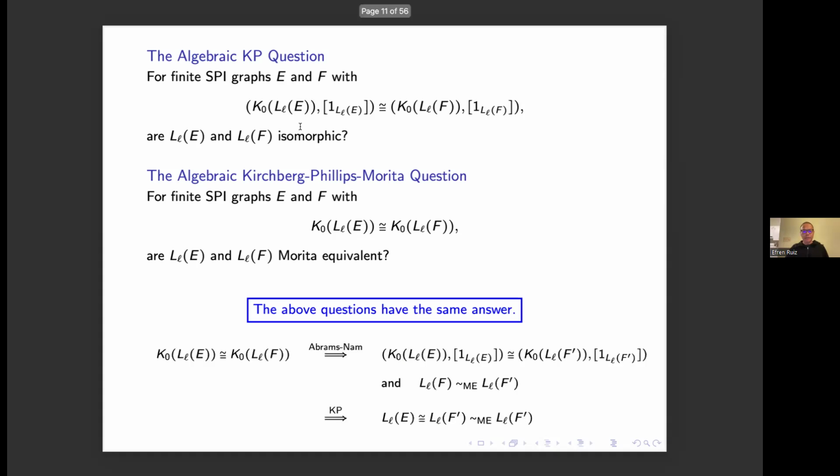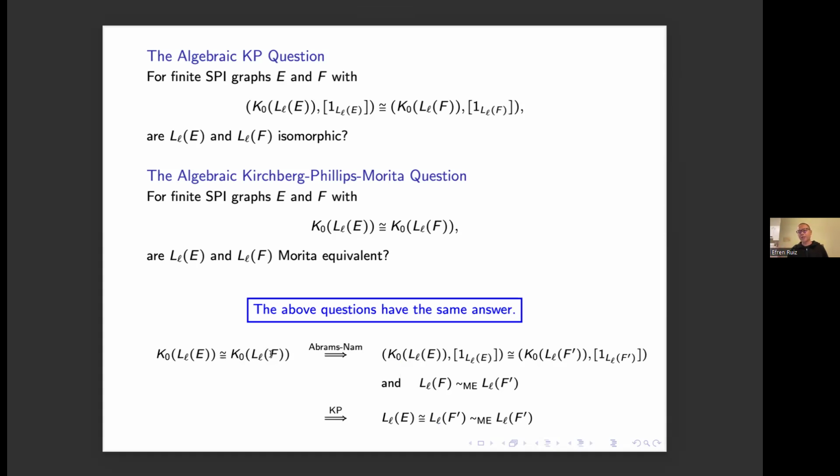And it's a result of Gene and Abrams and Nam that you get the other direction as well. And the whole point is that if you have the K0 groups being isomorphic, then essentially the class of the unit of the Leavitt path algebra in this direction here can be identified as an idempotent under this isomorphism to here.